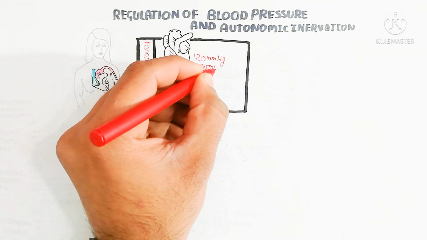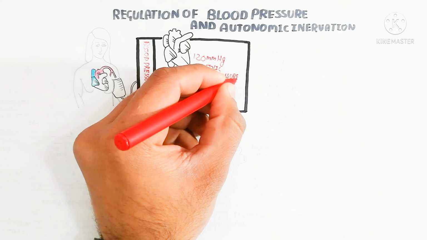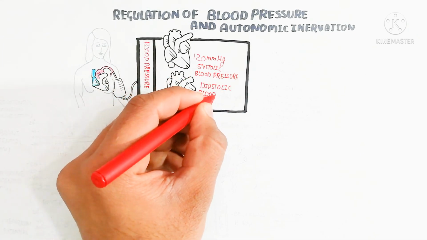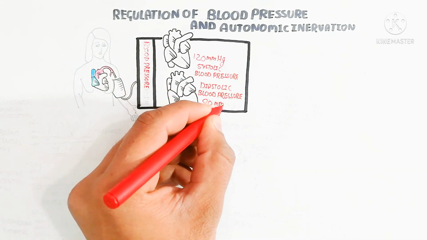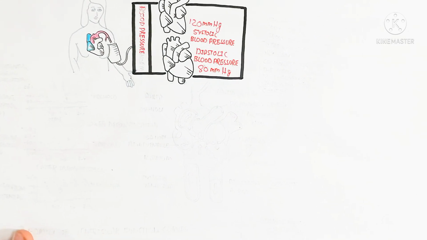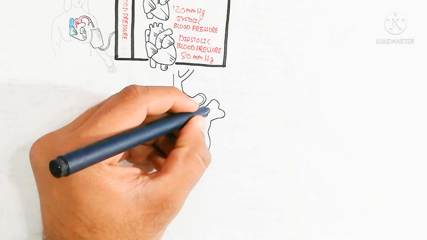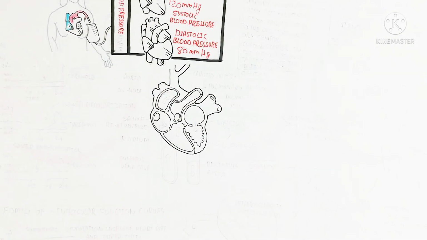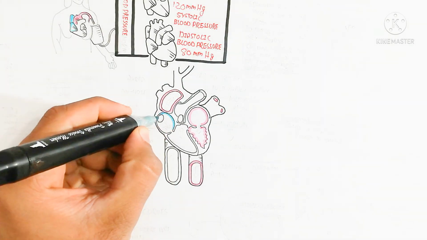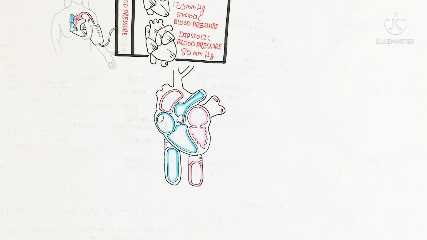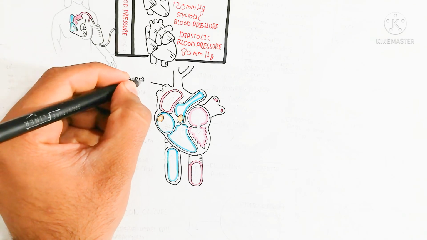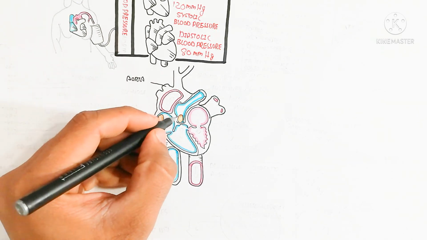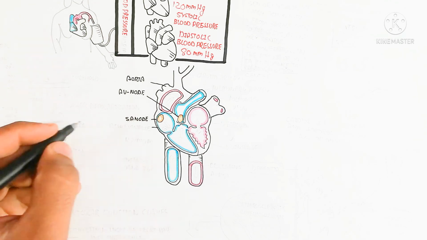So 120 millimeters of mercury is the systolic blood pressure, when the heart contracts and ejects the blood, so it depends on the stroke volume. And the diastolic blood pressure is 80 millimeters of mercury. Why? Because the dilation of the heart will decrease the blood pressure in the aorta, arteries and arterioles down to the capillaries. The 120 millimeters of mercury is due to the contraction of the muscle, which increases the aortic pressure. So remember that.